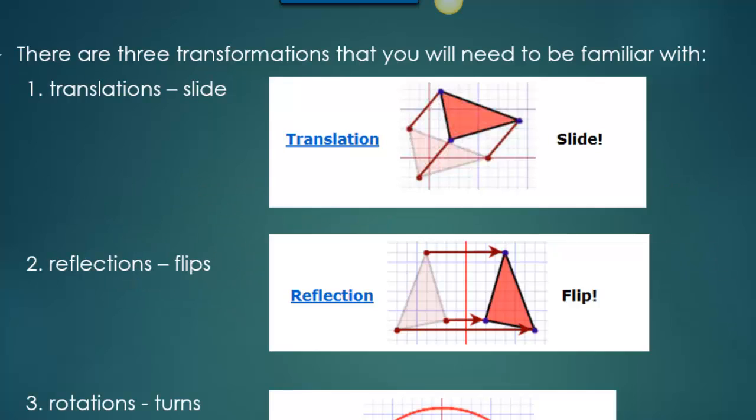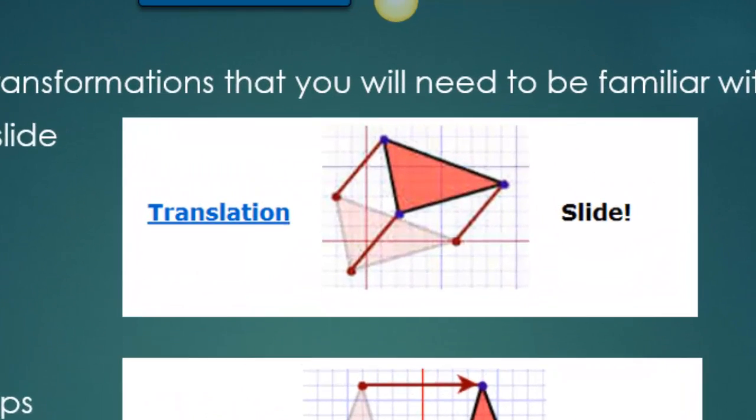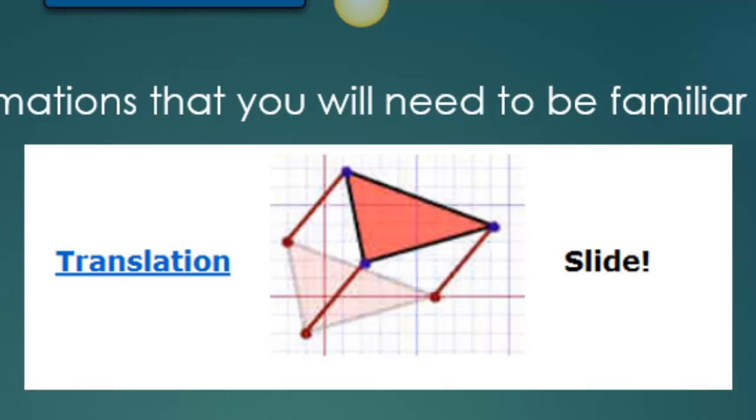So there are three different types of transformations that you need to know for this unit. The first one is a translation, which is essentially a slide. So you start with one object here, this lower one, and you slide it up. So you're just changing the x and y coordinates of it, but the actual object itself stays the same.